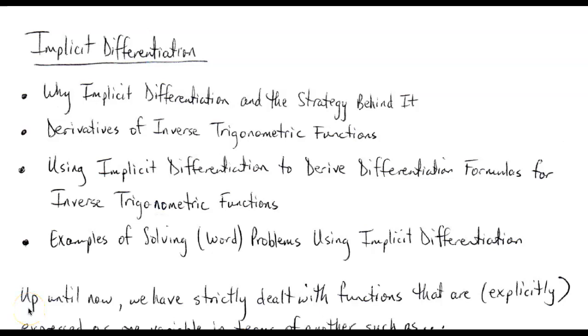Welcome to Empowered Learning. This video will be about implicit differentiation. Implicit differentiation is a way for us to take the derivative of relationships that aren't necessarily functions by using the chain rule. So in this video, we will specifically talk about the basics of implicit differentiation.